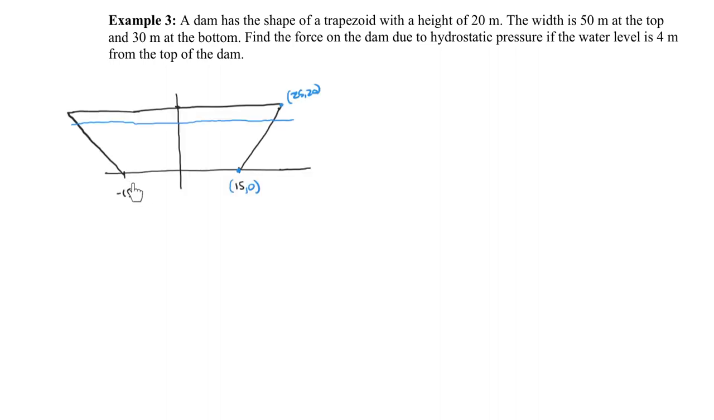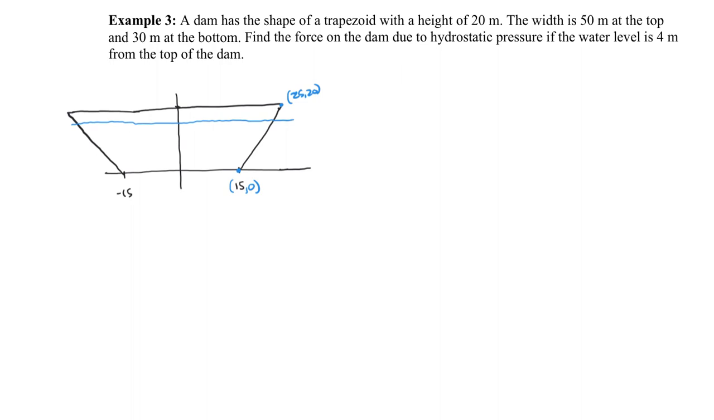So it said it's 30 meters at the bottom. So go negative 15, 15. So I can center it right at the origin here. And then it's got a height of 20 meters. So this is 20 meters up. The width is 50 meters at the top. So since it's centered, we go out 25 meters. And this is 20 meters up. And then it said the water level is 4 meters from the top of the dam. So here's the water level.